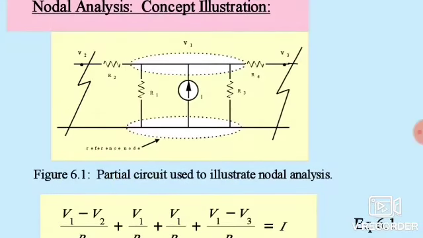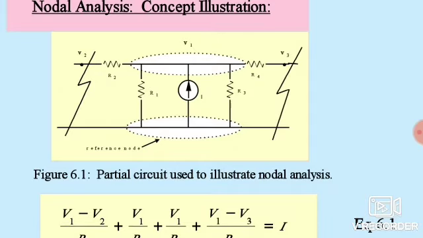Let us see an example for nodal analysis. The circuit shown in the figure is a partial circuit used to illustrate nodal analysis. There will be three nodes V1, V2, V3 in this circuit, and the bottom node is considered as the reference node. So of the three nodes, consider the nodes V1 and V2.